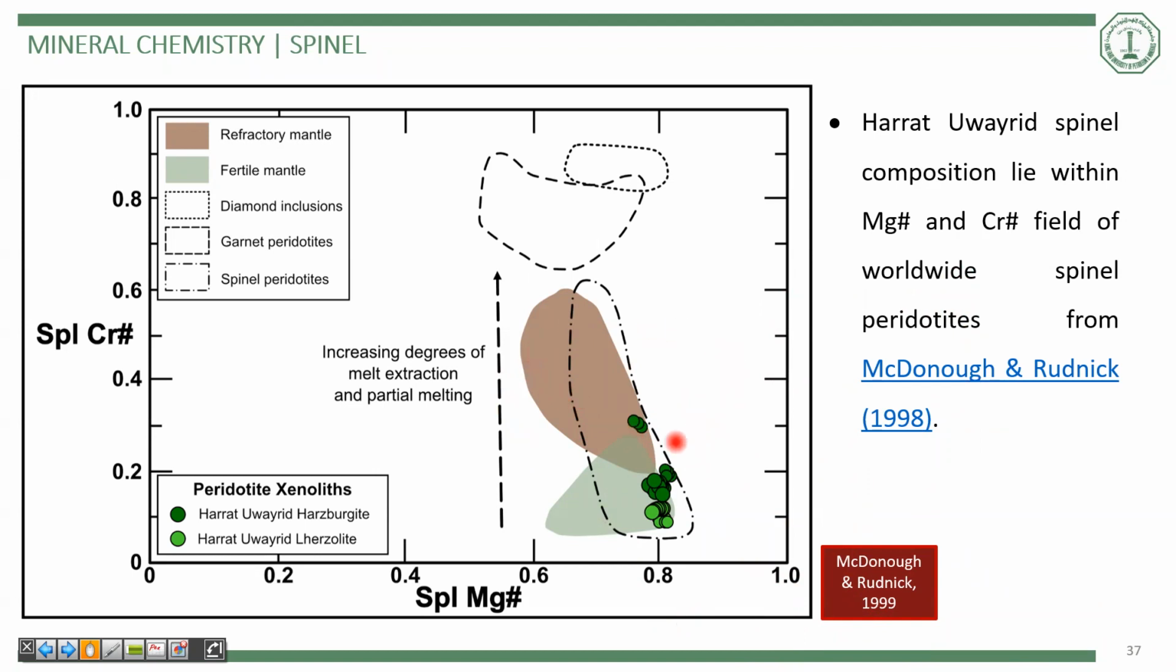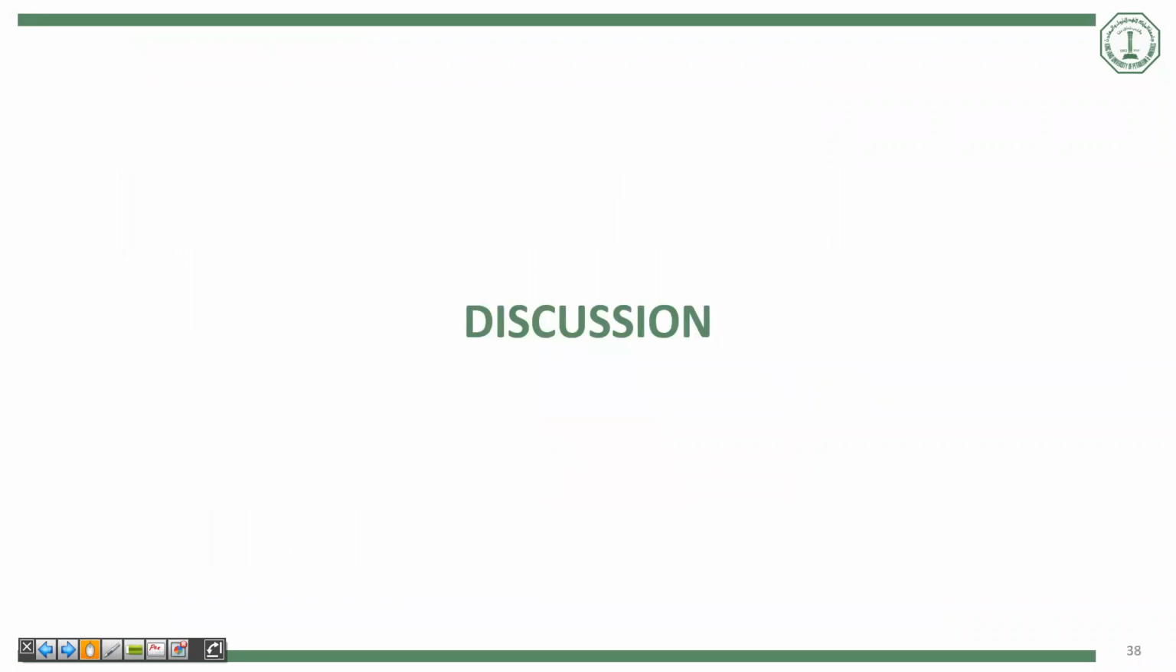And here the spinels' chromium number and magnesium number fall into the field of spinel peridotites globally from McDonough and Rudnick 1998. And also they are classified as fertile mantle rather than only one which are refractory or considered refractory mantle as a product of partial melting. And we will start the discussion.